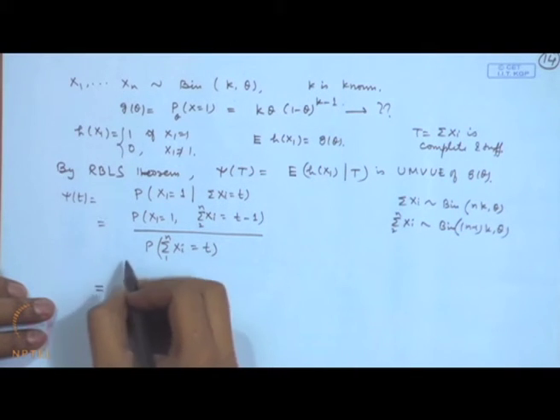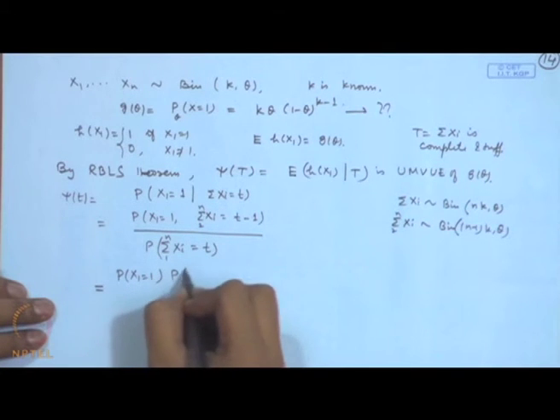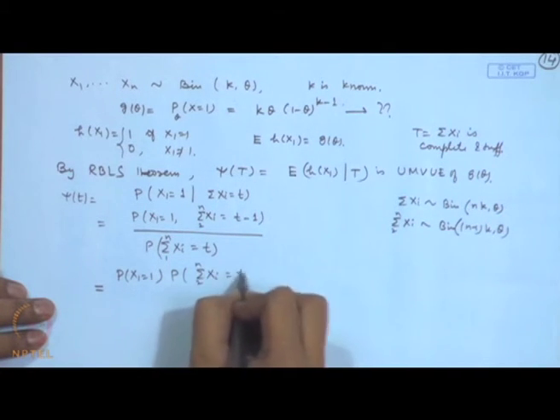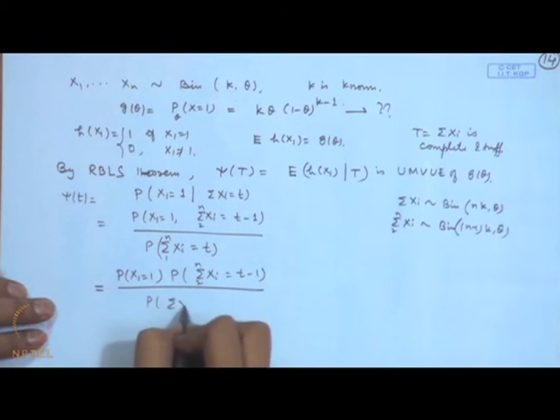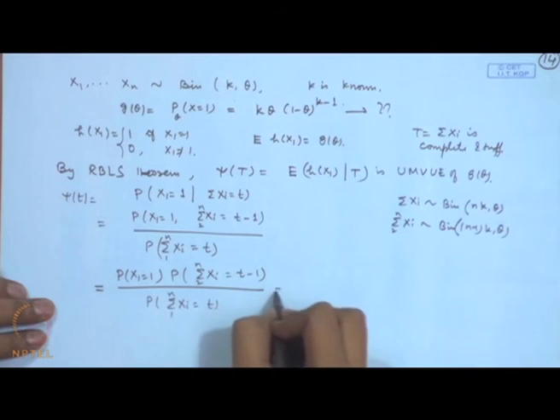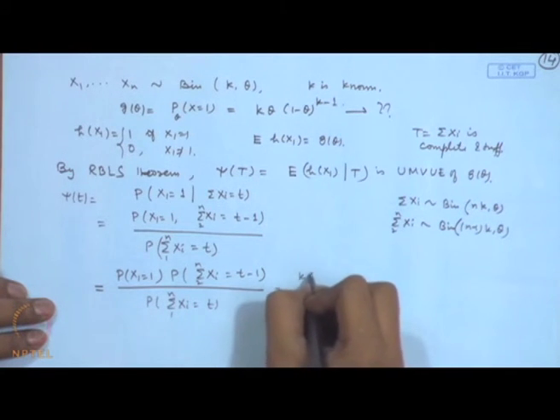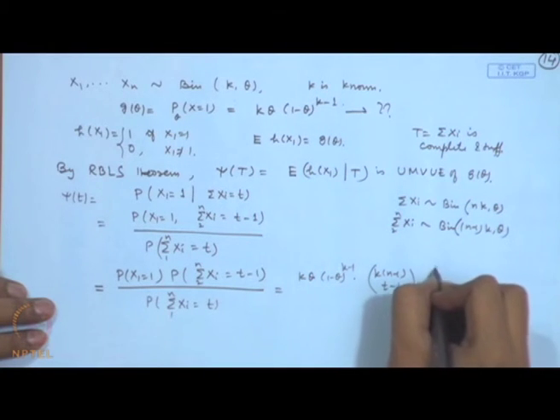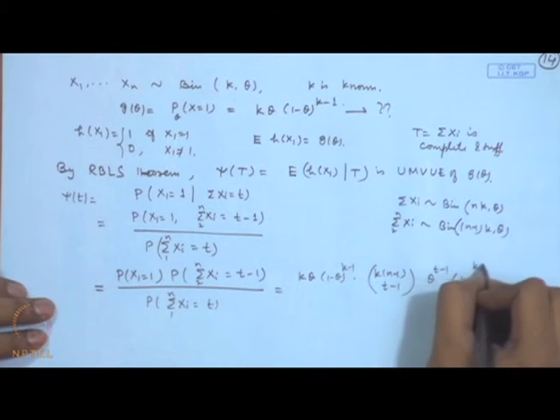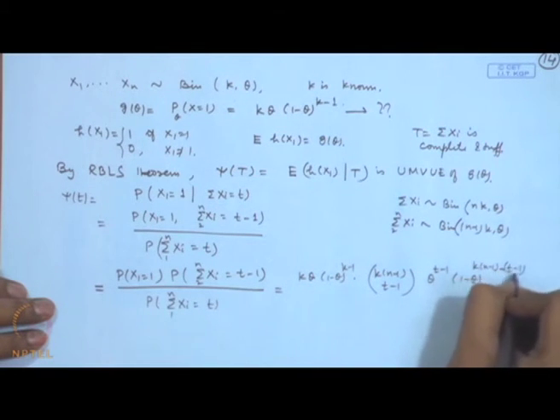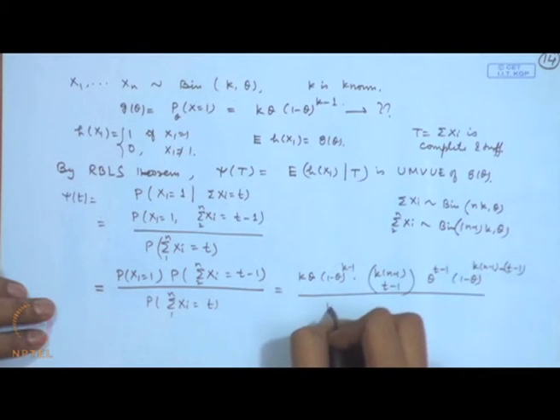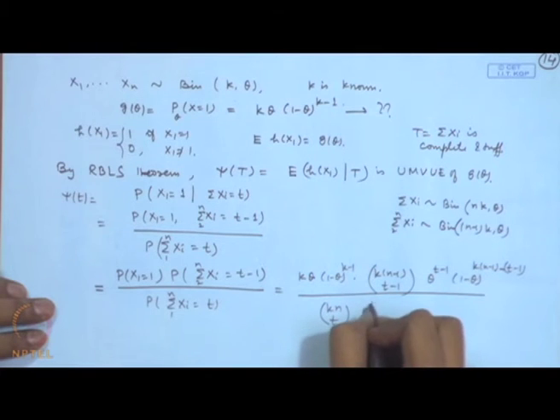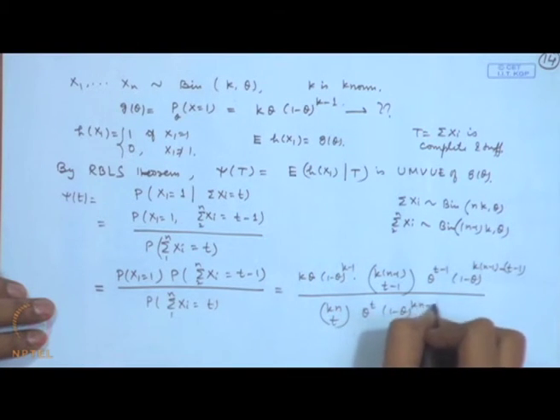So, if we substitute these values here, probability of x_1 is equal to 1 into probability of sigma x_i from 2 to n is equal to t minus 1, divided by probability sigma x_i is equal to t from 1 to n, then that is equal to k theta into (1 minus theta) to the power k minus 1, and then this is equal to k(n minus 1) C (t minus 1) theta to the power t minus 1, (1 minus theta) to the power k(n minus 1) minus (t minus 1), divided by kn C t theta to the power t into (1 minus theta) to the power kn minus t.